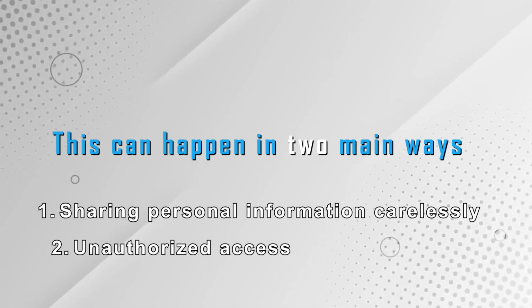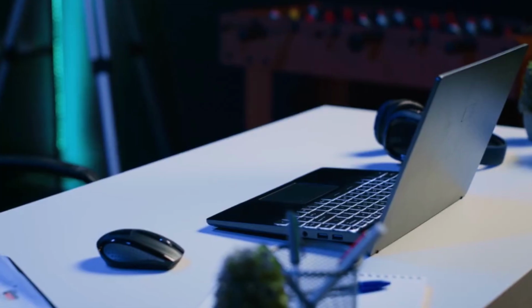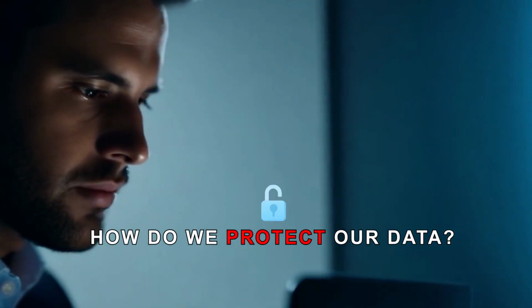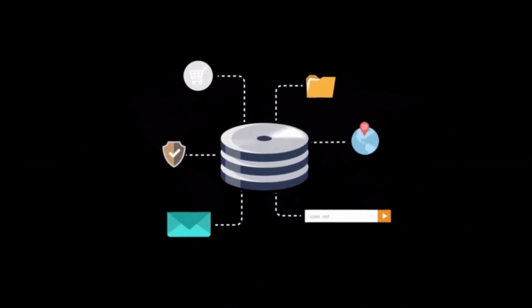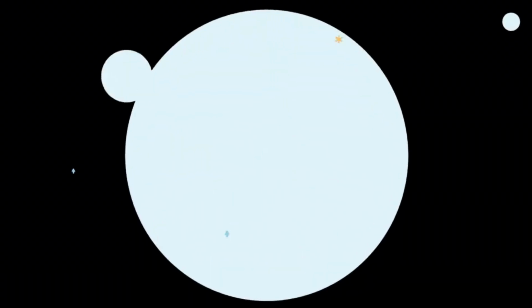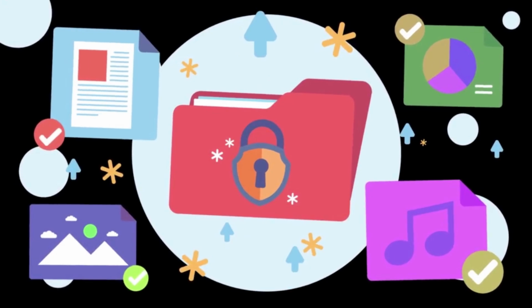Second, unauthorized access to our computer. This can happen if we leave our computer unattended at work without logging out or locking it. To prevent these issues, computer security and privacy focus on the steps we can take to protect our personal data and limit who can access it. Let's now look at the measures that can help keep our information safe.